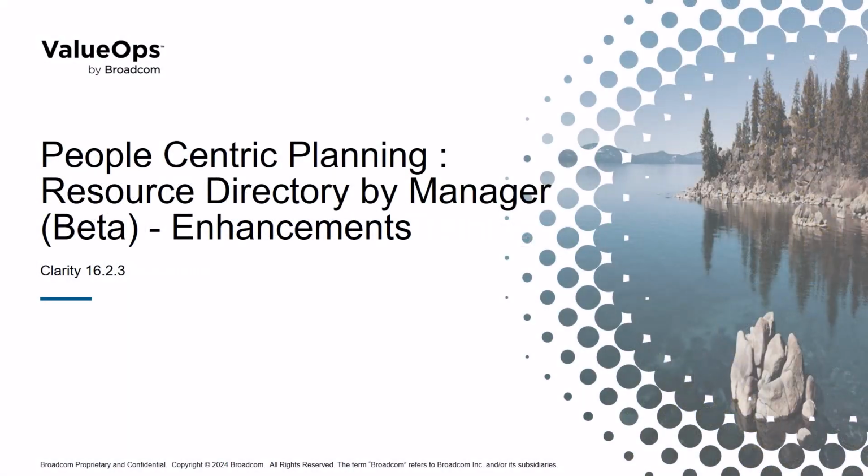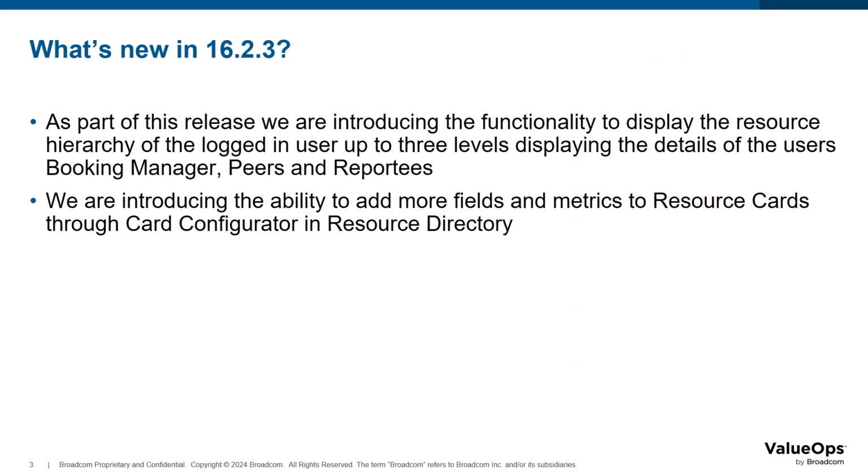As part of this section, we will be talking about the enhancements to resource directory in people-centric planning. As part of the 16.2.3 release, we are introducing the functionality to display the resource hierarchy of the logged in user up to 3 levels, displaying the details of the user's booking manager, peers and reportees. We are also introducing the ability to add more fields and metrics to resource cards through card configurator in resource directory.